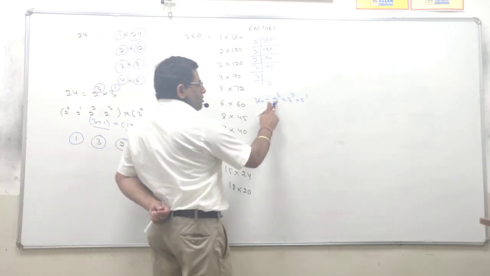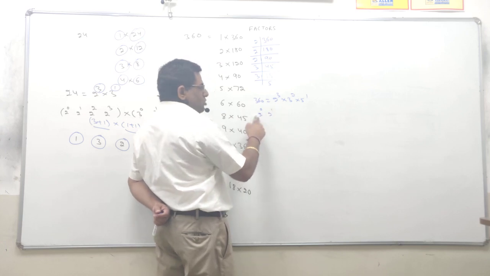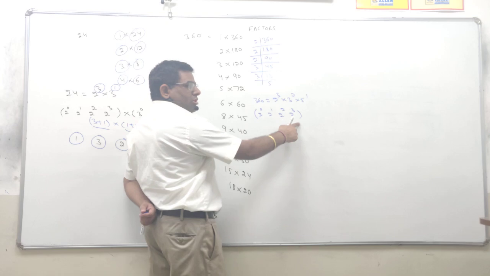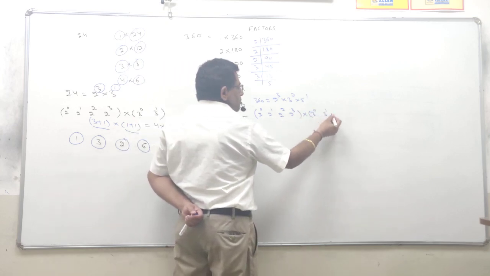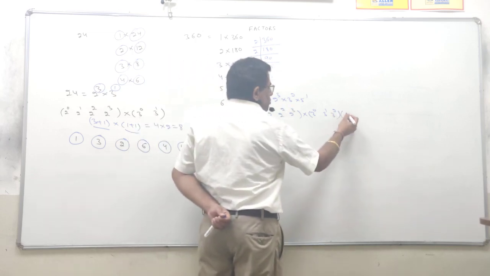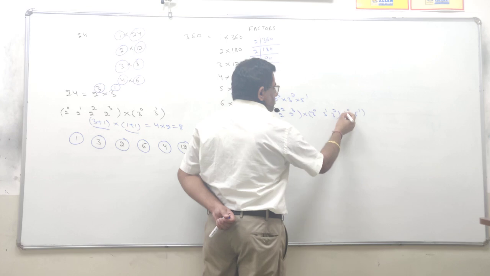If you want to calculate the total number of factors of 360, you can choose in this way. Out of this 2 cube, you can choose any of the factors, either 2 raised to power 0, 2 raised to power 1, 2 square or 2 cube, into any one of 3 raised to power 0, 3 raised to power 1, 3 square, into 5 raised to power 0 or 5 raised to power 1.